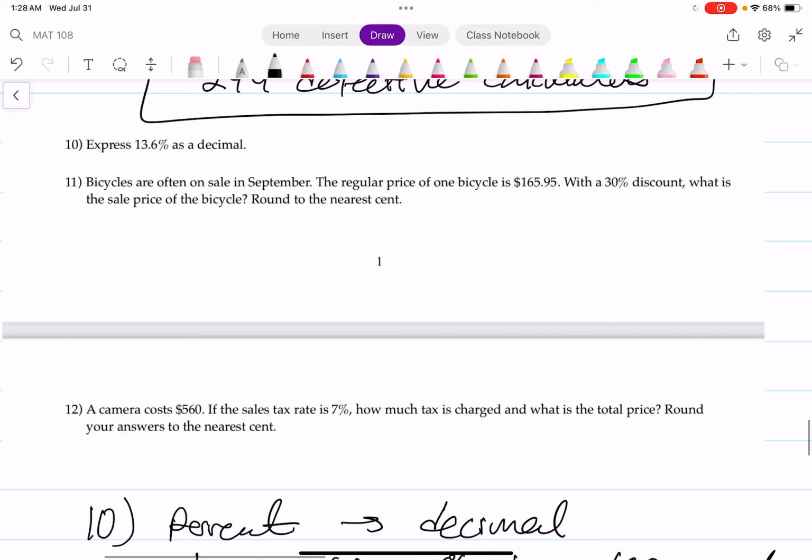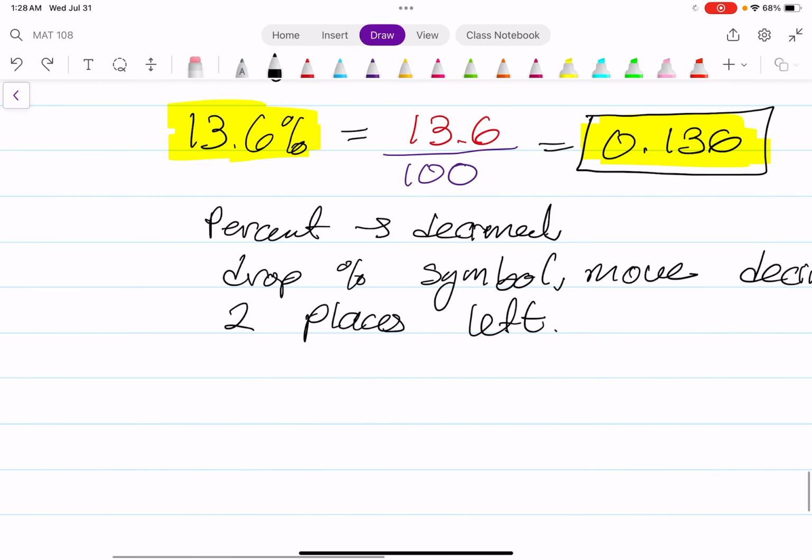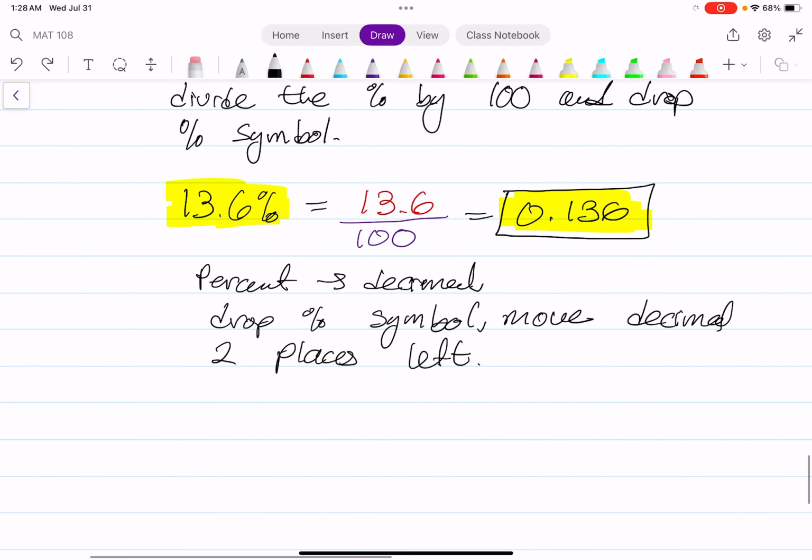So number 11 says, bicycles are often on sale in September, which is my birthday month. The regular price of a bicycle is $165.95. With a 30% discount, what is the sale price of the bicycle? Round to the nearest cent. So we get 30% off on the bicycle. The bicycle costs $165.95. If we're getting 30% off this bike, we need to first find what is 30% of the cost.